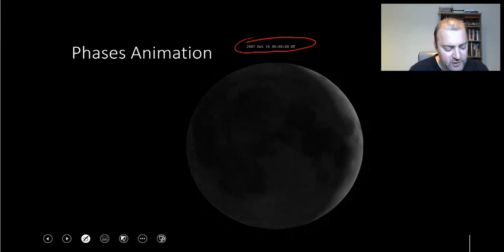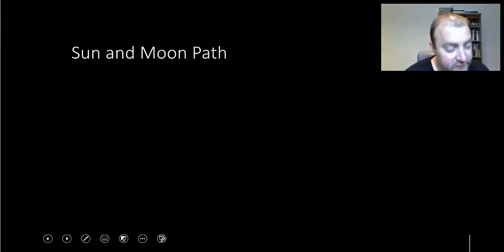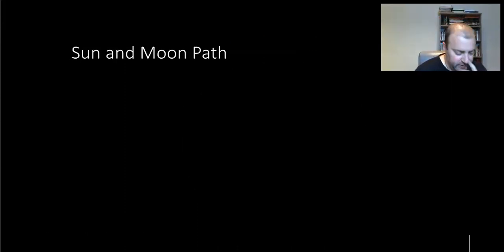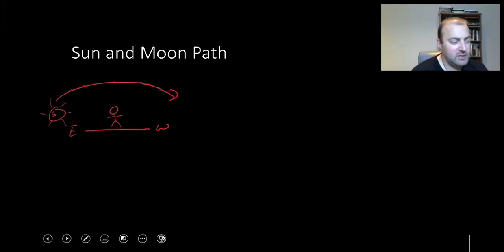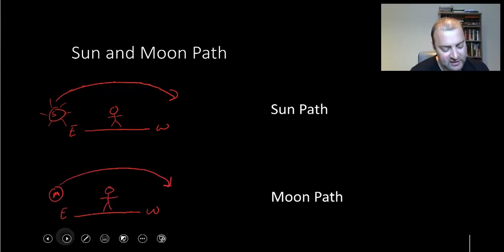Okay, so moving on to why this is the case. First thing we need to talk about is the sun and the moon path. Now, they take a very similar path across the sky. Their positions are always a little different relative to one another. But basically, you've heard the expression, sun rises in the east, sets in the west. Well, the moon does exactly the same thing. It rises in the east and sets in the west.